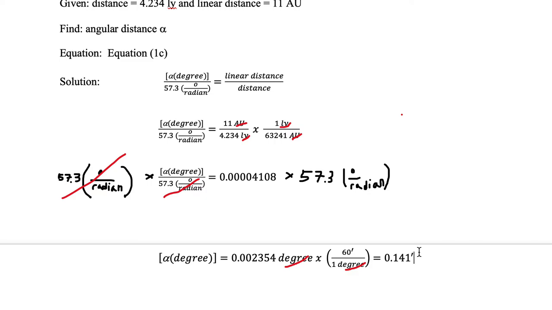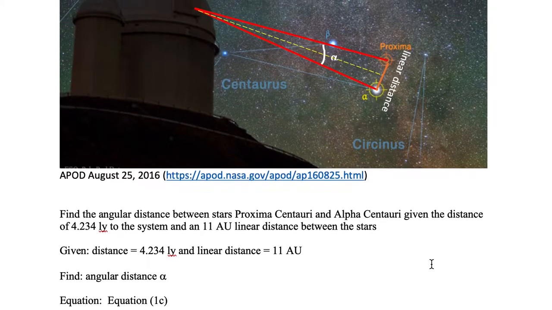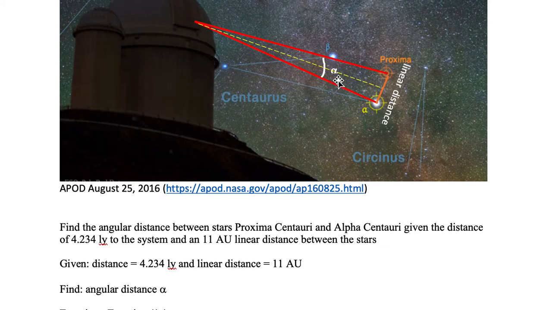We could have said that alpha degree is just 0.002354 degrees, but we converted into arc minutes, so now we can say that alpha is 0.141 arc minutes. So this separation distance in the sky is 0.141 arc minutes.